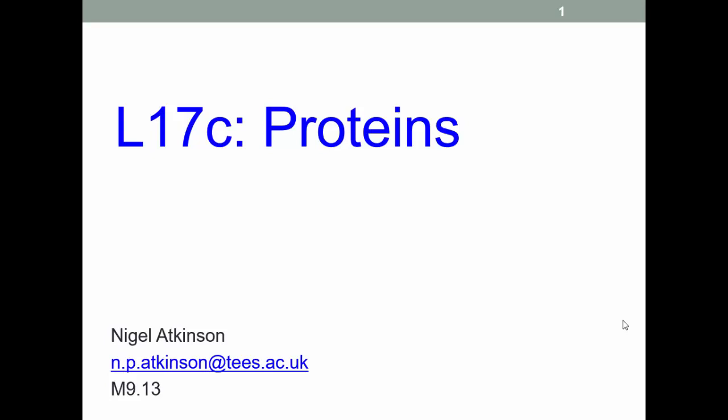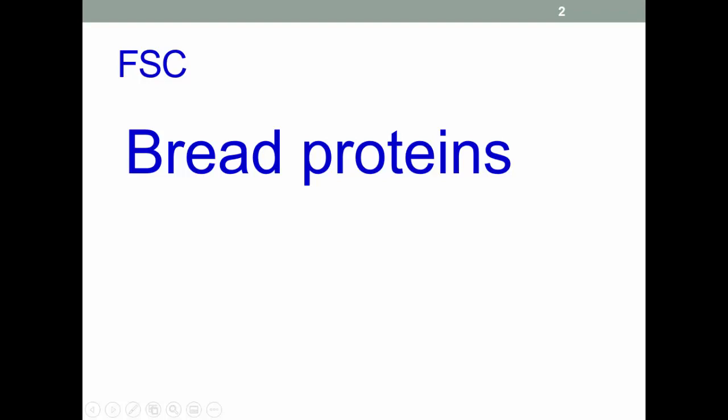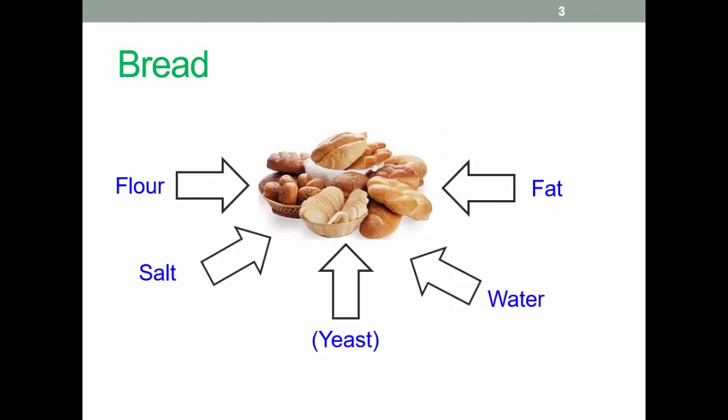Okay, so we come to the final part of the proteins lecture. Look at some examples from food. So bread protein. Bread's an important example of a food whose structure depends on proteins. This discussion refers to leavened bread made with ingredients typically such as those shown above. That is to say, bread where yeast is used to cause raising.